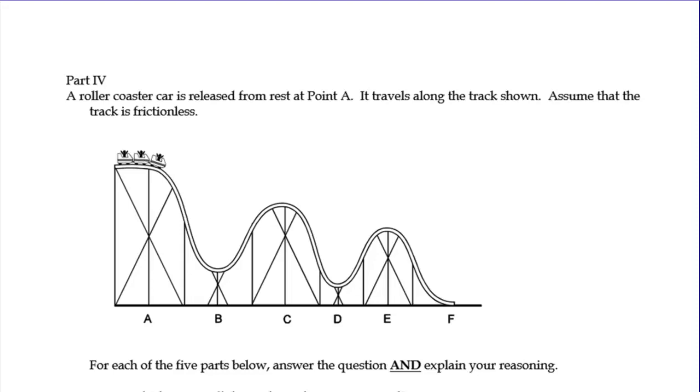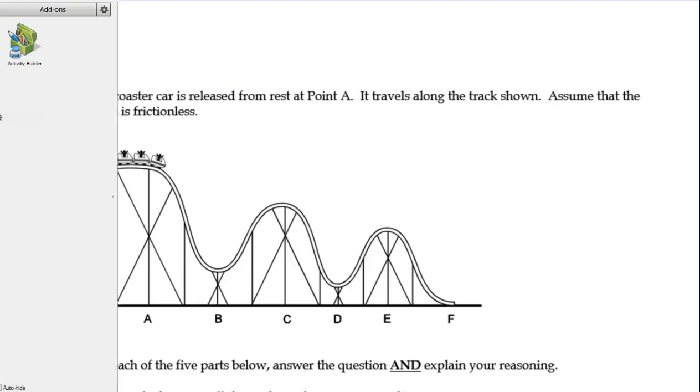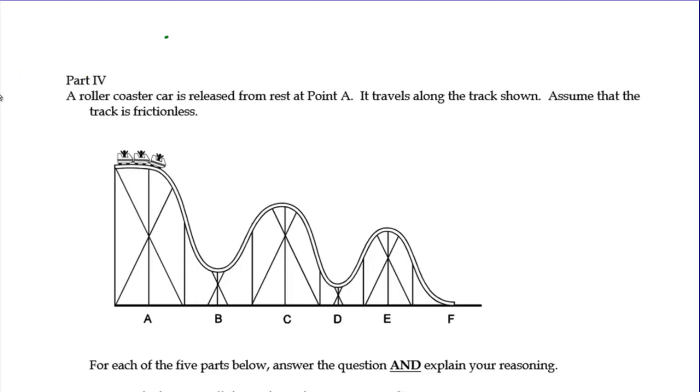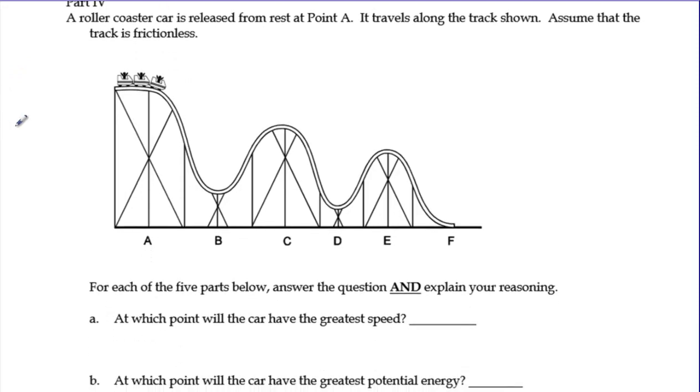Last time we looked at how we derived the conservation of mechanical energy equation. Now let's take a look at how to use it. It says a roller coaster car is released from rest at point A. Now that rest tells me something. If it's at rest, that tells me its initial kinetic energy is 0 because its initial velocity is 0.